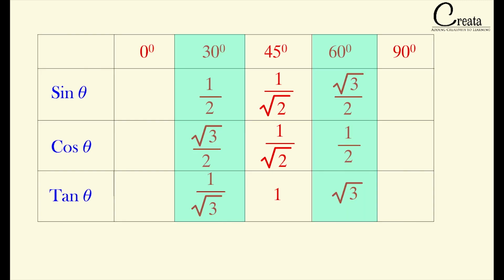Okay students, that's it for 60 degree and 30 degree angle. In the next lecture, we will see trigonometric ratios for 0 and 90 degree angle. That is slightly tricky, so don't miss it.